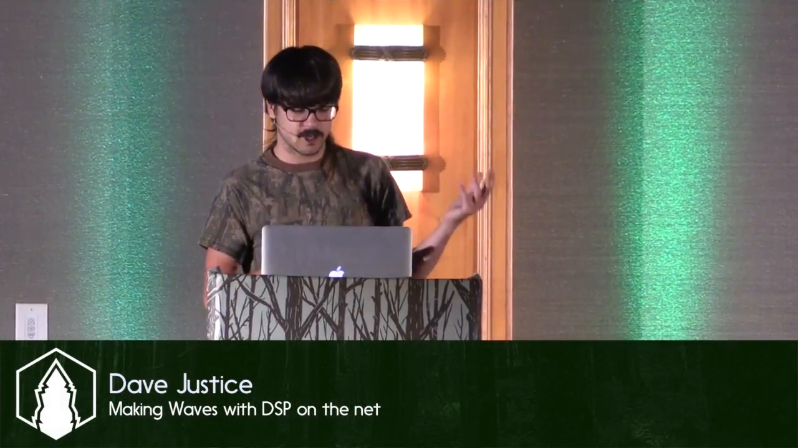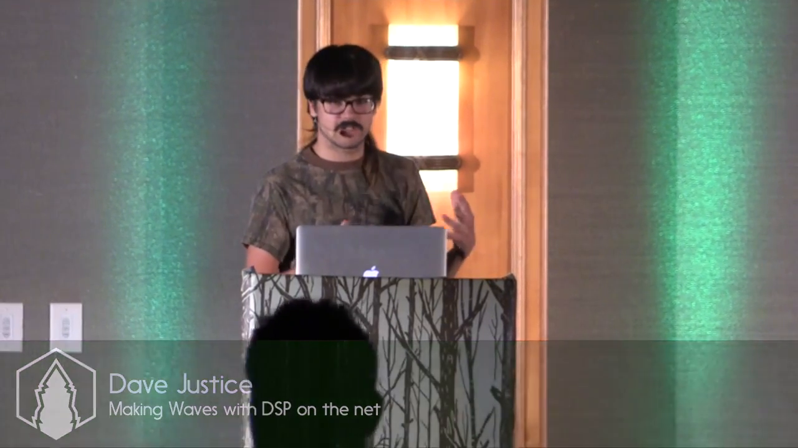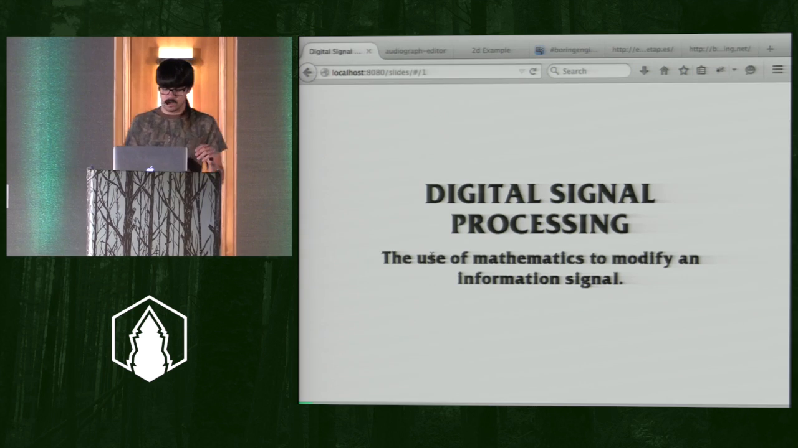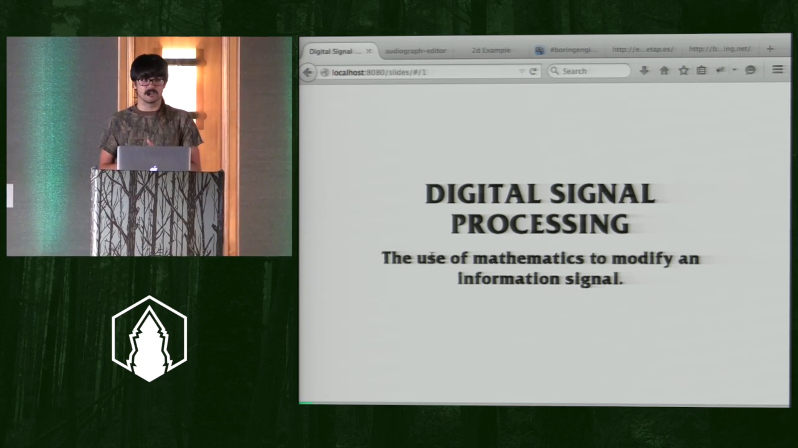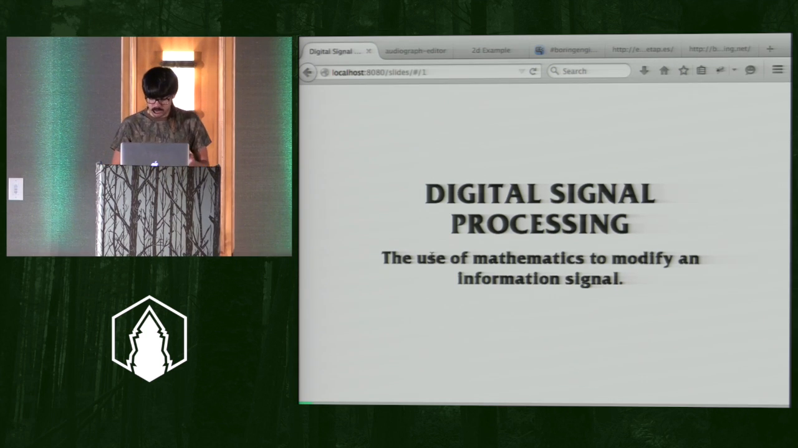So we're going to get started with a little definition first. I want to describe what digital signal processing actually is. So our definition is the use of mathematics to modify an information signal. A good way to understand this is to first go through some of the use cases, why you'd want to use some of this. So I like to break this into two basic categories.